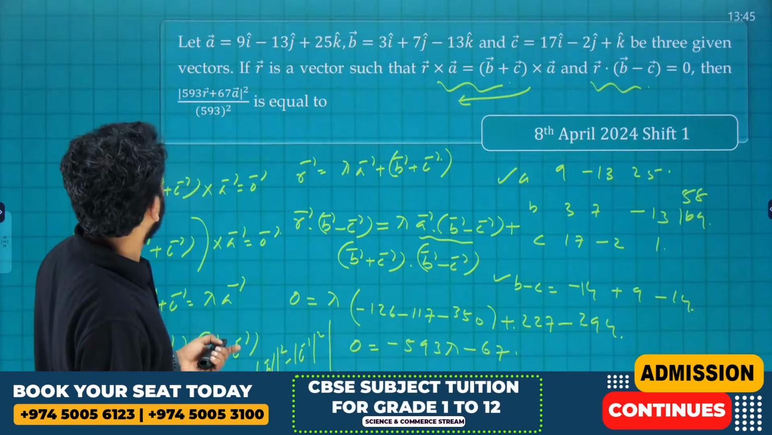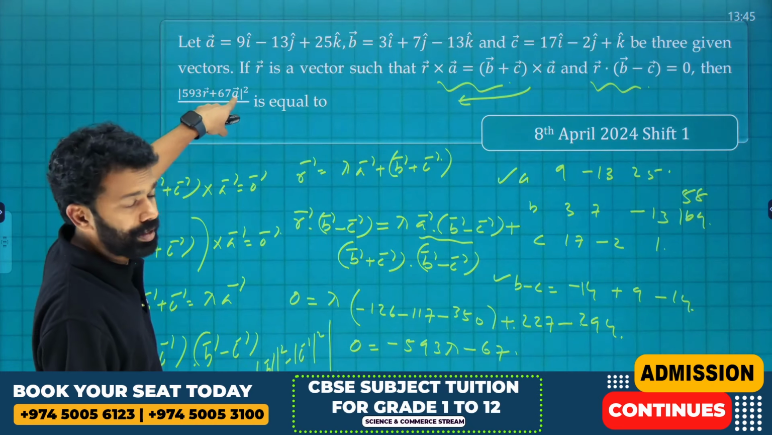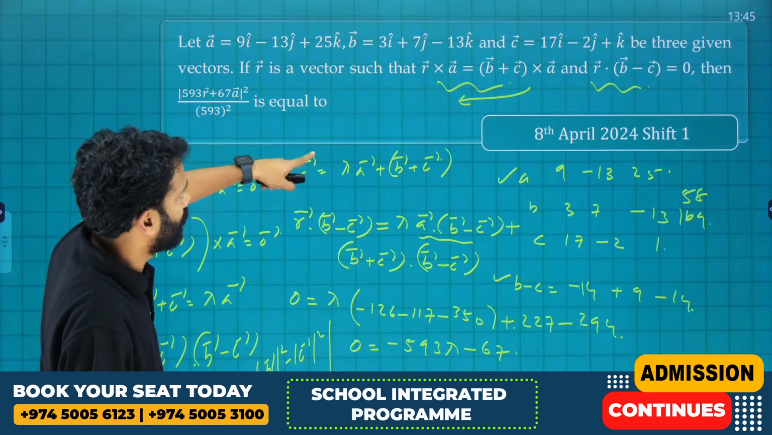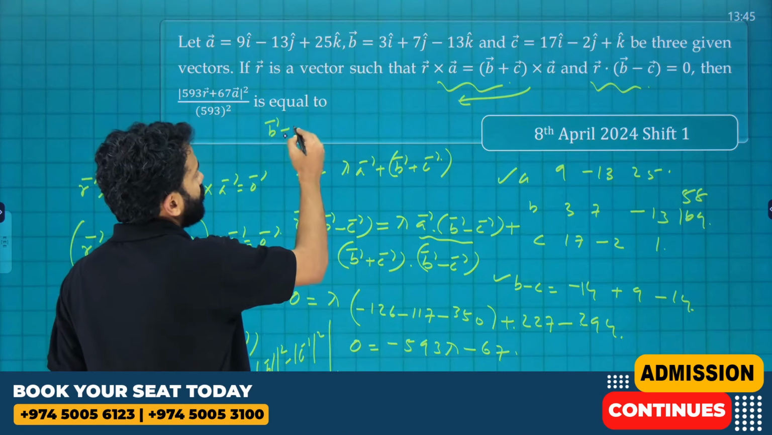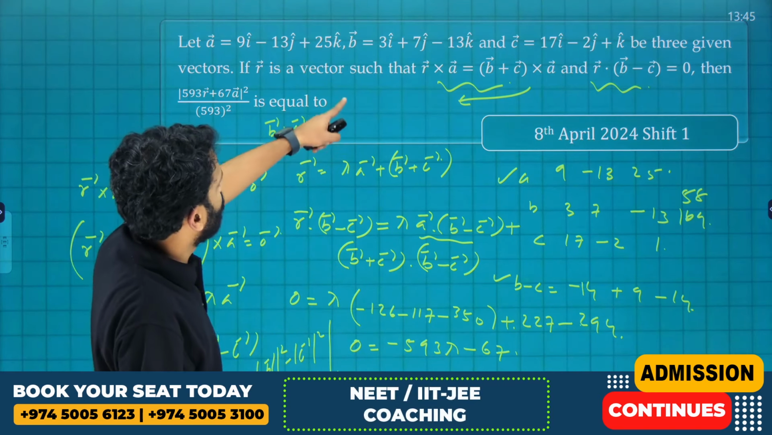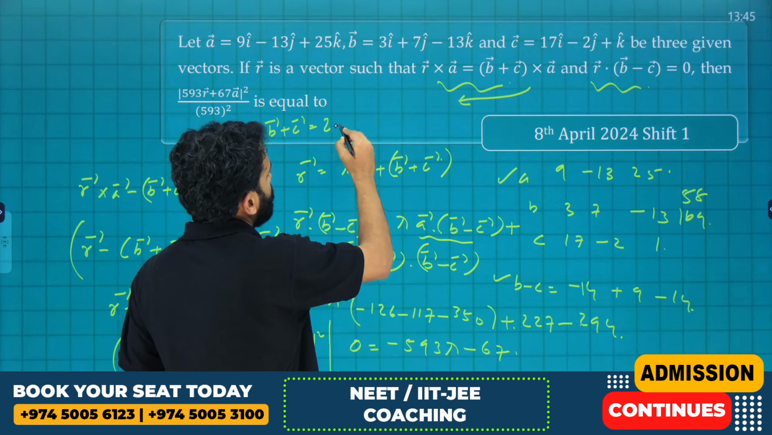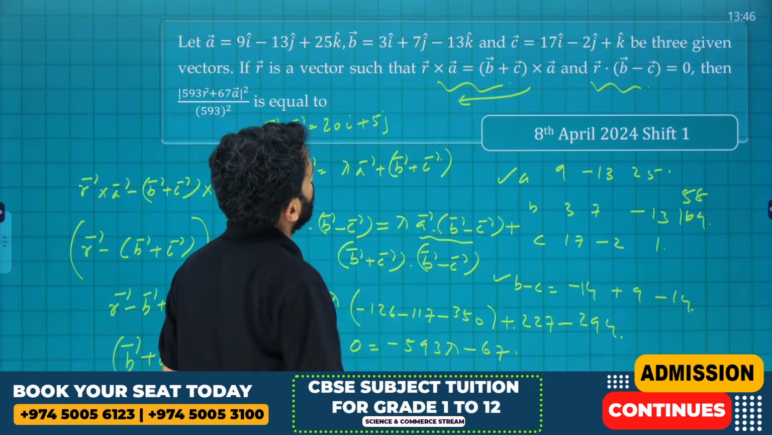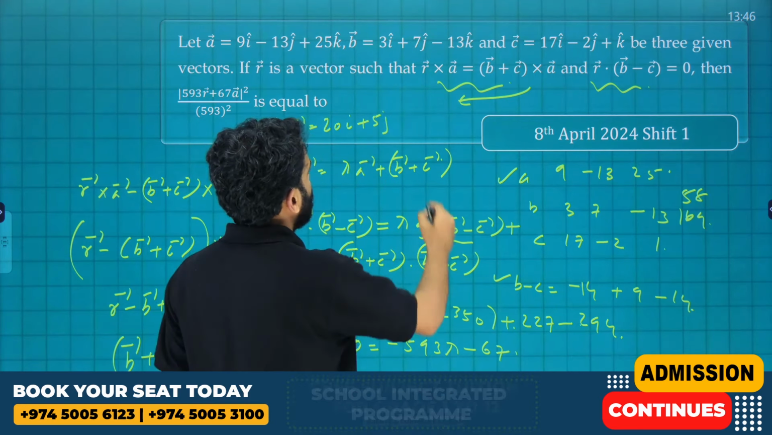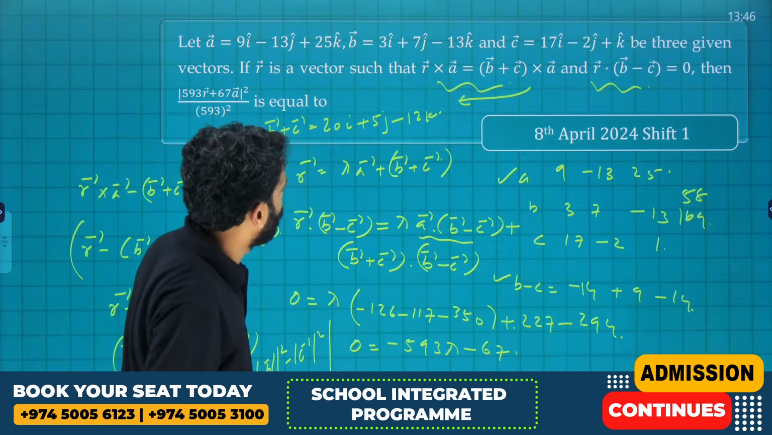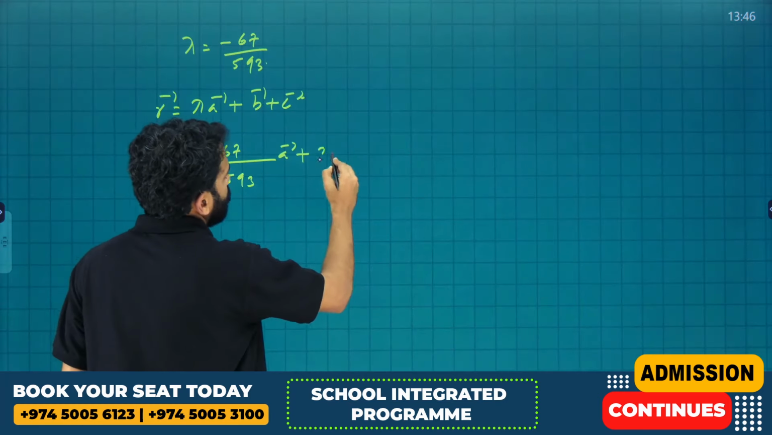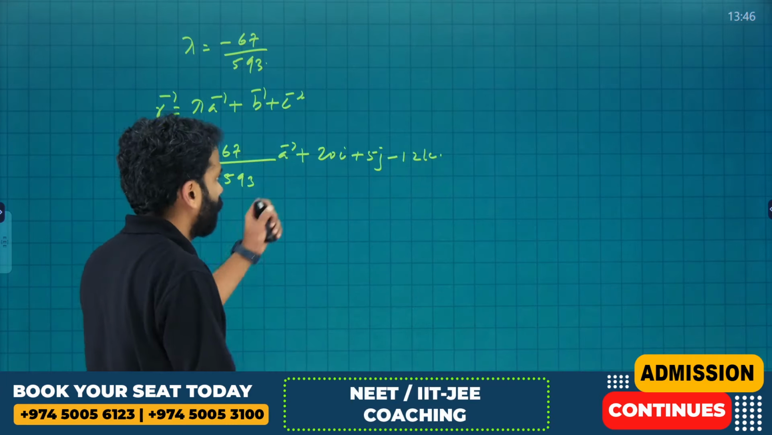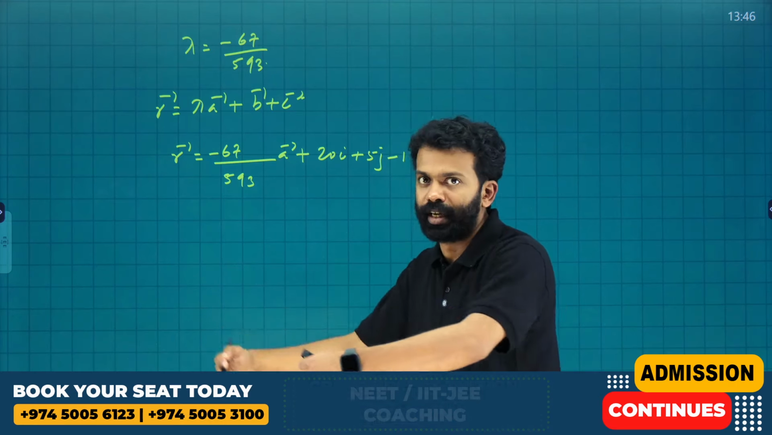The final answer is in terms of vector r and vector a. Therefore, we don't have to substitute vector a here. But vector b plus vector c, that we can directly write there. What is vector b plus vector c? It will be 20i plus 5j, minus 12k. That is 25 minus 12k. This is what our final equation looks like. Okay, towards the answer.